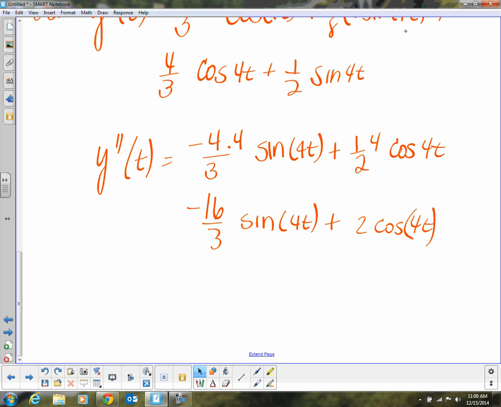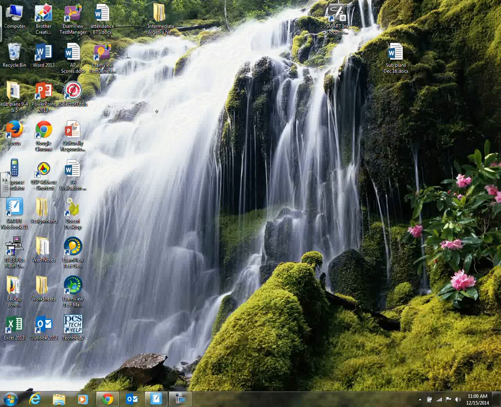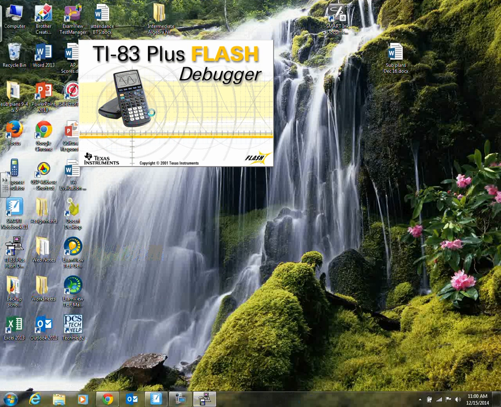1, 2, 3, 4, 5? No, because you're assuming that it changes on the integers, and it might not change on the integers. So what do we do? Well, at that point we're done, but let me show you what we would do.